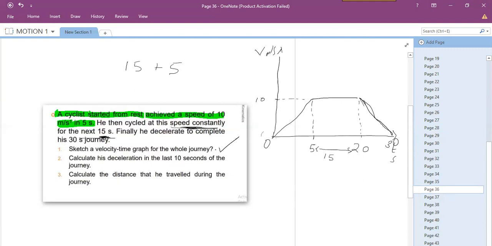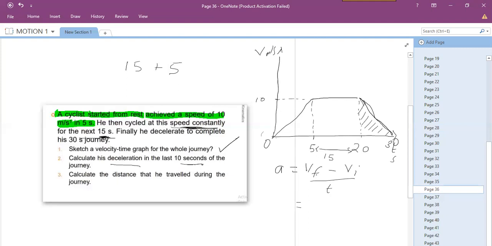So we've sketched. Now the question says, calculate his deceleration in the last 10 seconds of his journey. So deceleration is this part here, right? That's the deceleration that we're trying to calculate. So again, we're going to say acceleration is final velocity minus initial velocity over time.